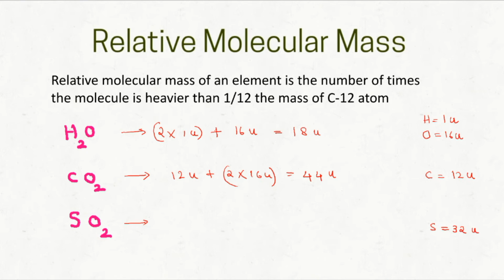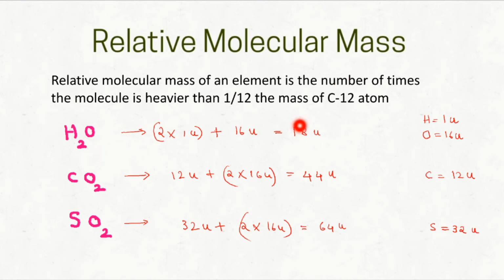Oxygen, we know already, is 16 units. Now add and find out. The atomic mass of sulfur is 32 units, and then 2 into 16 units. Totally it will become 64 units. So that will be the molecular mass of sulfur dioxide. Got it? Now the question is, what about the relative molecular mass of these compounds?